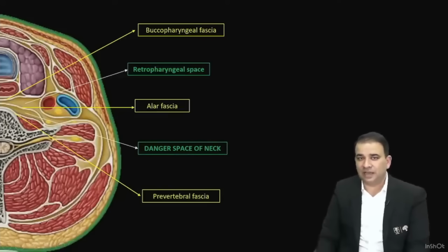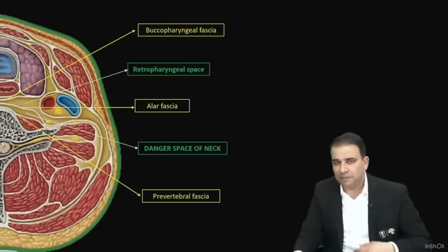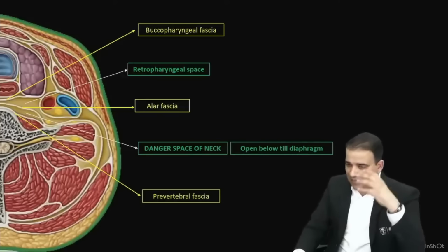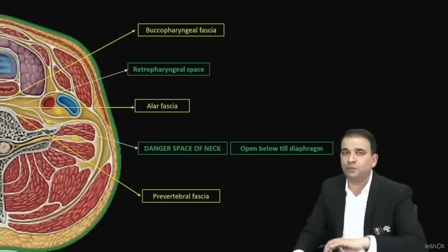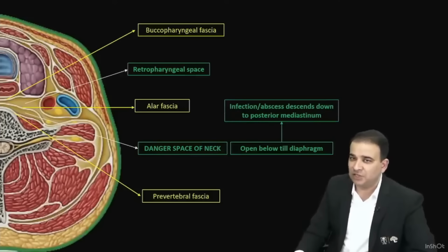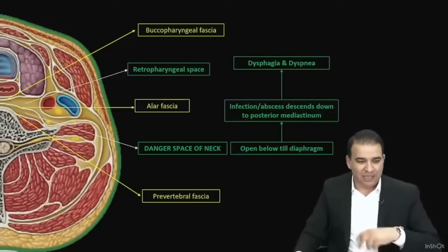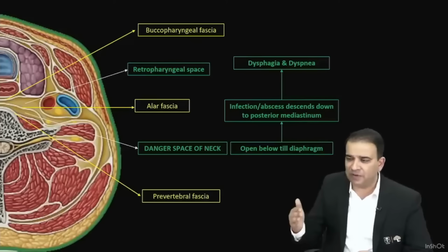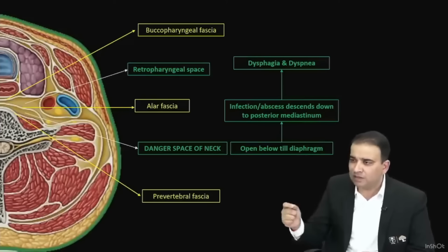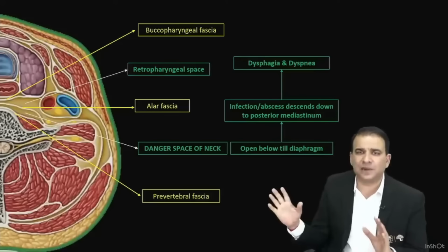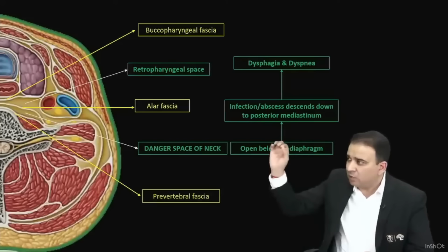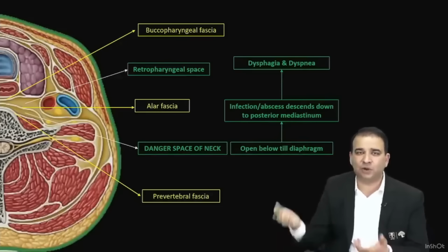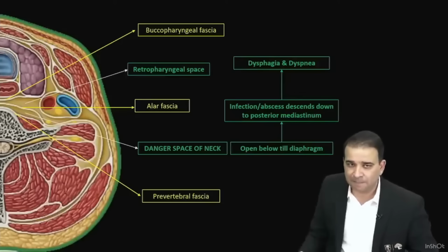That's the danger space of the neck, between the alar fascia and prevertebral fascia, because this space is open below till the diaphragm. So any infection or abscess of this space can drop down into the posterior mediastinum and even can cause dysphagia and dyspnea as well. That's why it's the dangerous space of the neck. Even if they give you a longitudinal section or something, you just have to look at the space which is continuous below. There's no surprise in this. It's not difficult to identify. Find out the space which is continuing below and reaching till the diaphragm or extending into the posterior mediastinum. That is the dangerous space, because that space is extending below.